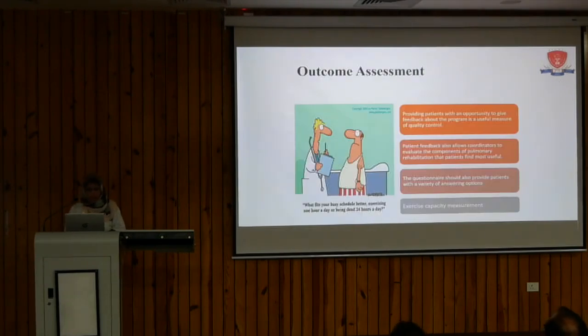Outcome assessment is done by giving patients an opportunity to give feedback about the program, which is a useful measure of quality control. Patient feedback also allows coordinators to evaluate the components of pulmonary rehabilitation that patients find most useful. The questionnaire should also provide patients with a variety of answering options, and exercise capacity measurement is most important. Last is the mnemonic, which we can give like, what fits your busy schedule better? It must be either exercise 1 hour a day or being there 24 hours a day.